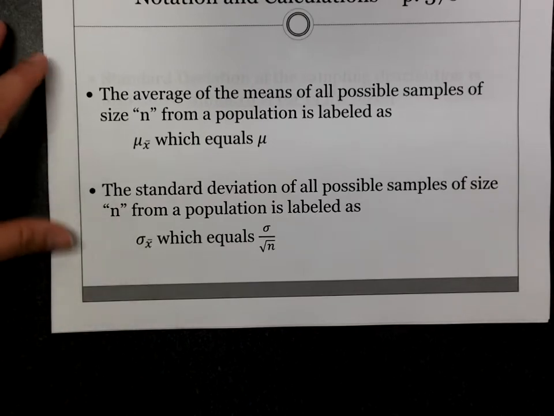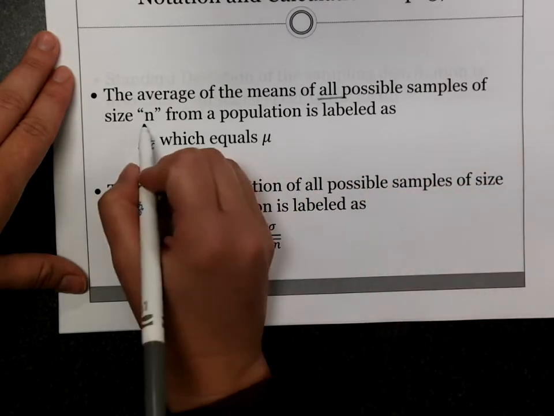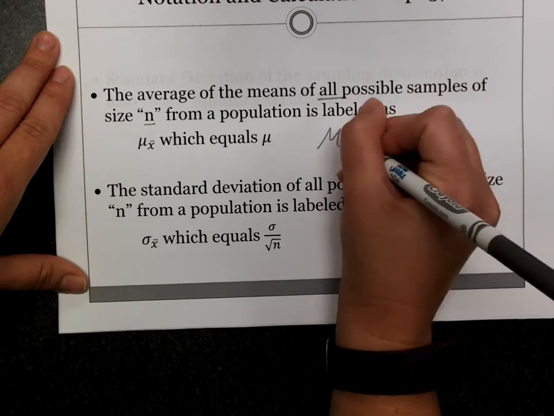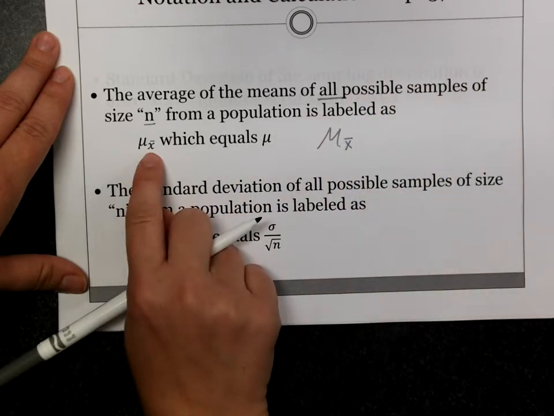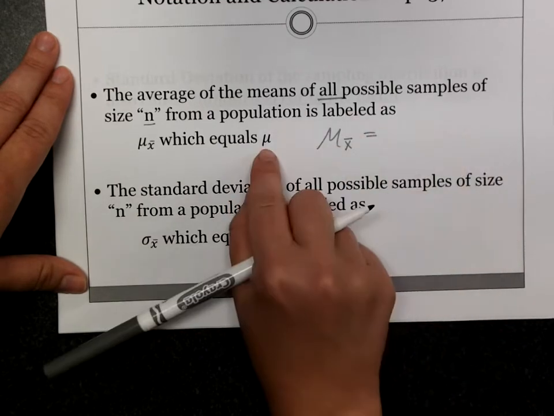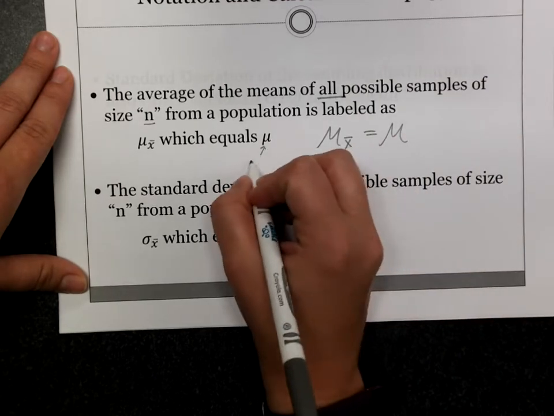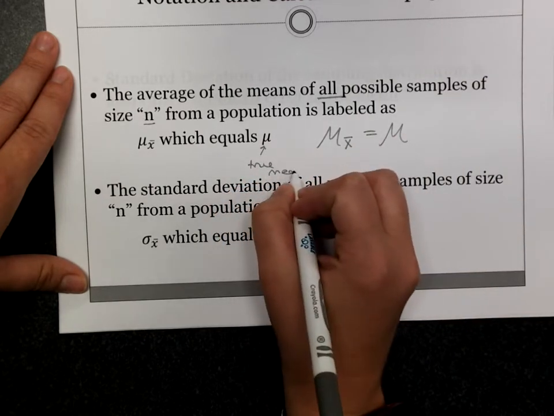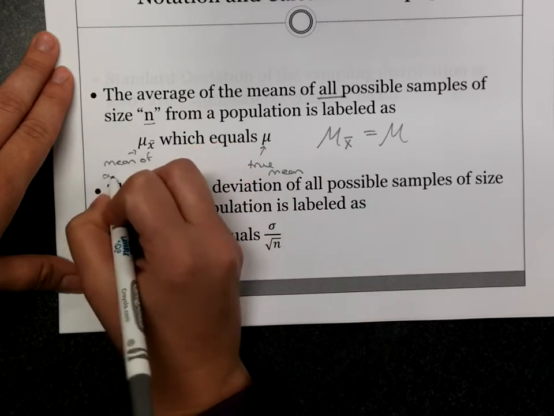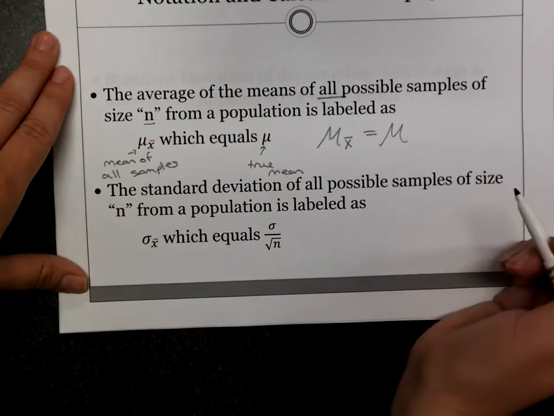So the notation we use for the average of all the means of all the possible samples of a particular size is labeled mu with a subscript x bar. That is the mean of all the samples. So the average of the averages is equal to the true mean of the population. So this is what we call the true mean, and this is the mean of all the samples of a particular size. In our example, I use size 10.